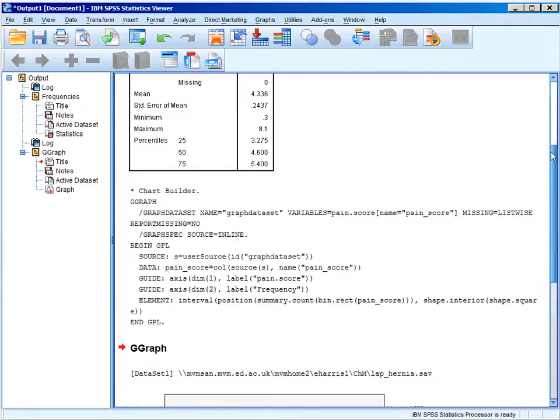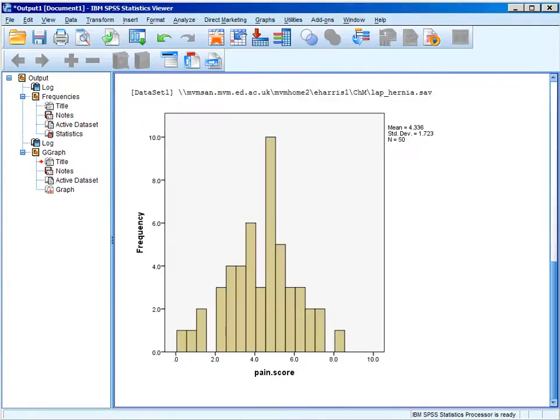Similarly, if we think about the 75th percentile, which is 5.4, what's the probability that any patient has a pain score greater than 5.4? Well, we know that 75% of patients lie below that quantile. Therefore, 25% of patients in this series have a pain score greater than that number. Therefore, the probability is p equals 0.25.